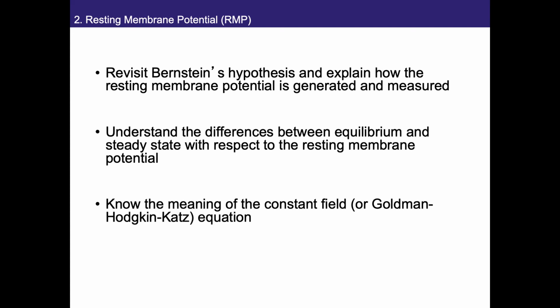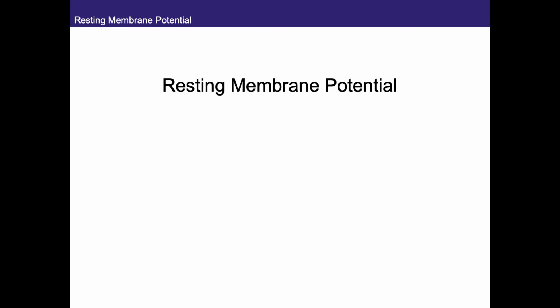Let's move on. Let's talk about the resting membrane potential. So this is essentially the membrane potential that you would measure with a voltmeter. Remember, you just impale the cell and you can measure that inner leaflet compared to the bath. We're going to revisit Bernstein's hypothesis and explain how the resting membrane potential is generated and measured. Understand the differences between equilibrium and steady state. And know the meaning of the constant field equation and the chord conductance equation. Okay, so let's start with the resting membrane potential.